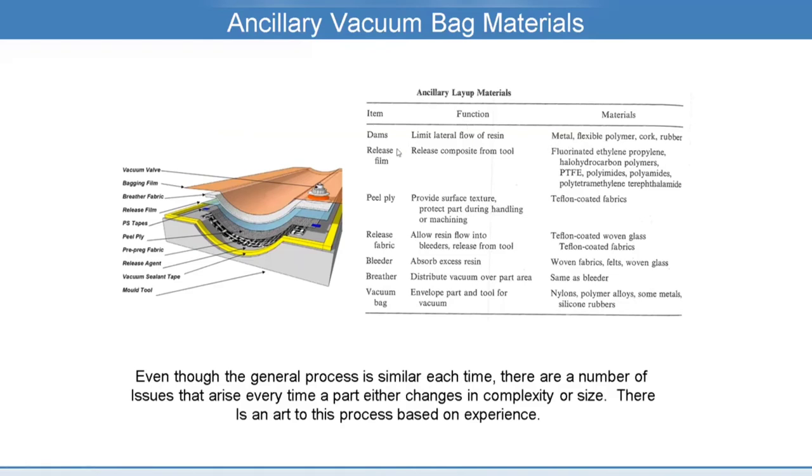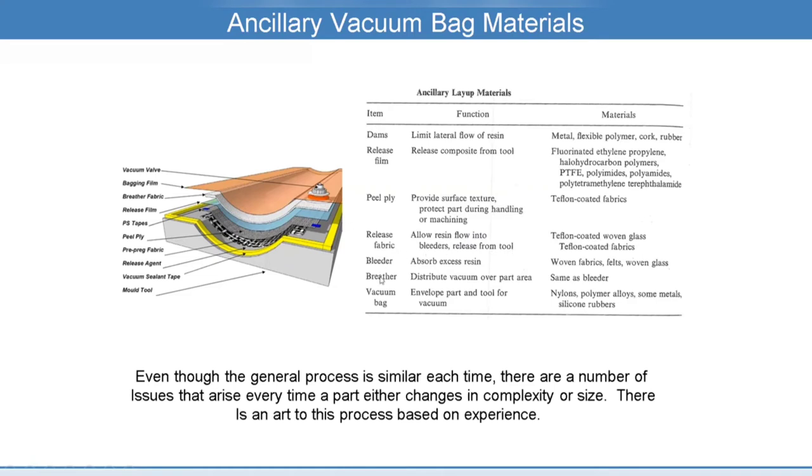The release film allows to release the composite from the tool. We talked about it, otherwise it gets stuck. And these are the kinds of materials you could use. The peel ply provides surface texture and protects the parts during handling or machining. These tend to be Teflon coated fabrics. You have the release fabric, which allows resin flow into the bleeders and is released from the tool. And that can be Teflon coated woven glass, Teflon coated fabrics.